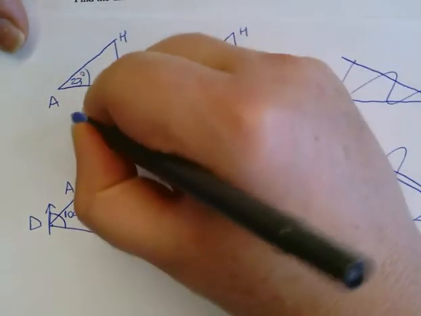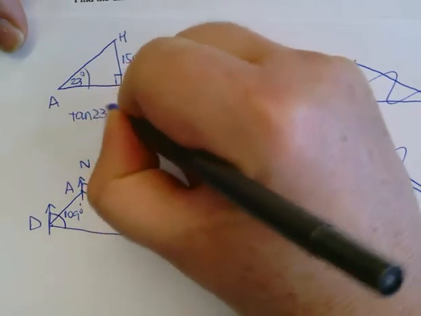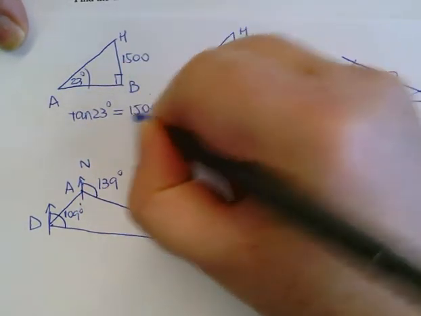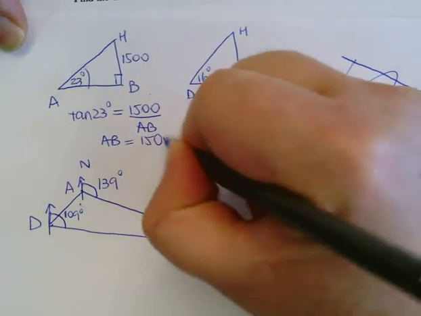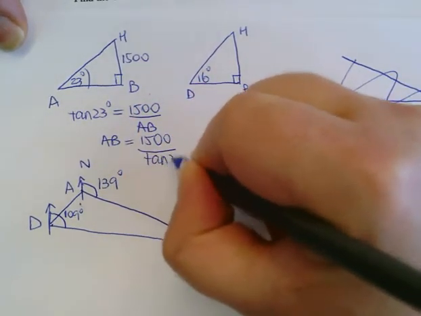So let's go back up to the angle of elevation triangles and find expressions for AB and DB. So what have we got? Tan of 23 degrees is 1,500 over AB. So therefore, AB equals 1,500 over tan 23.